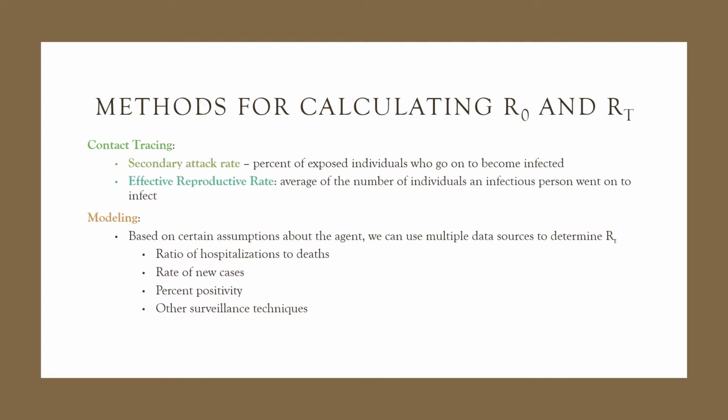There are multiple methods for calculating R0 and RT. One of the best methods that we have is through contact tracing, where we can get both the secondary attack rate and the effective reproductive rate. The secondary attack rate is the percent of exposed individuals who go on to become infected.